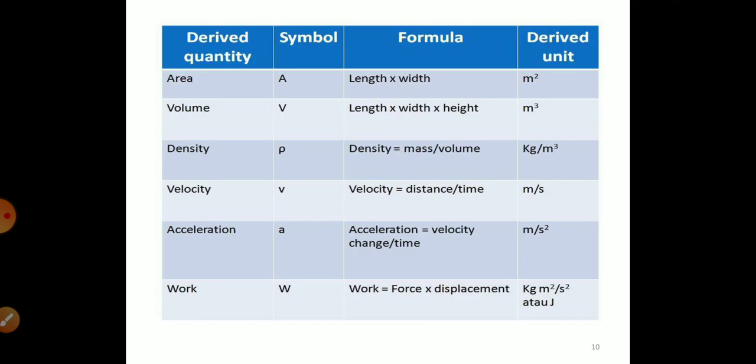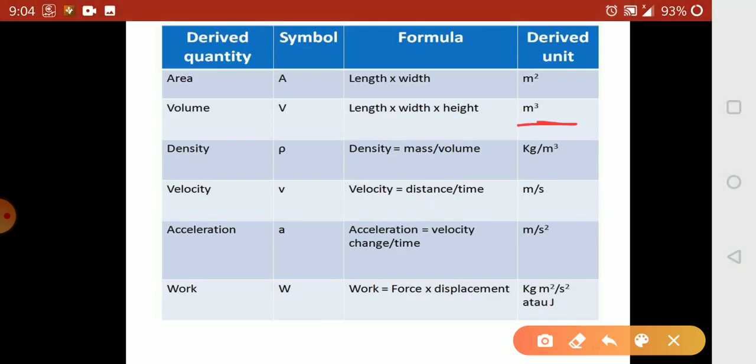Density means mass upon volume. Mass we measure in kg, volume in meter cube, so the unit is kg per meter cube. Velocity is distance upon time. Distance we measure in meter, whereas time we measure in second, so meter upon second. Acceleration is the change in velocity over time, so meter per second square. Whereas work is force into displacement.